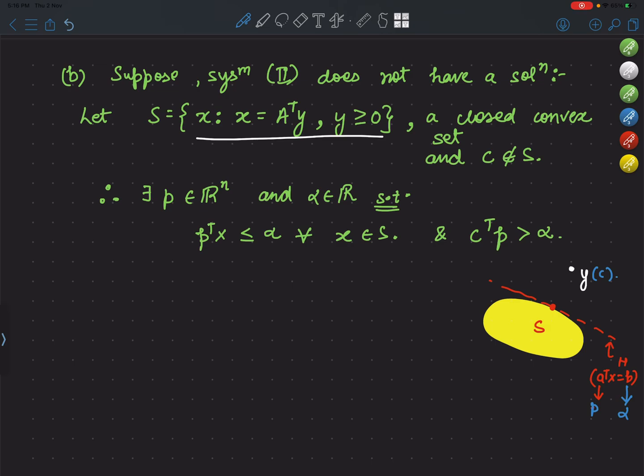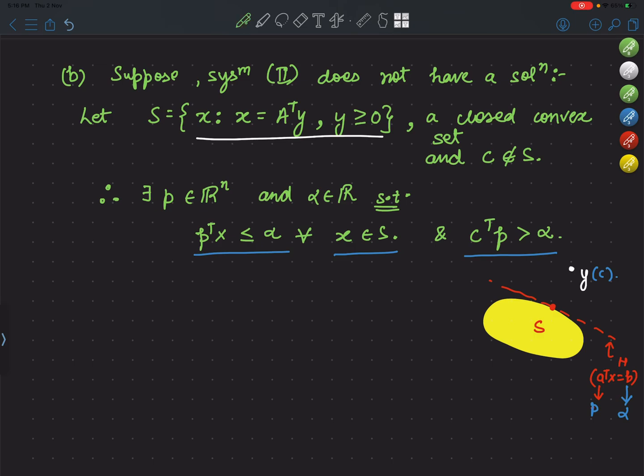So that if C does not belong to set S, then we can always find a vector P and a scalar alpha such that P transpose X is less than or equal to alpha for all X belonging to S, and C transpose P is greater than alpha. So basically C lies on one side and the set S lies on the other side of the hyperplane H. So this result we'll use.